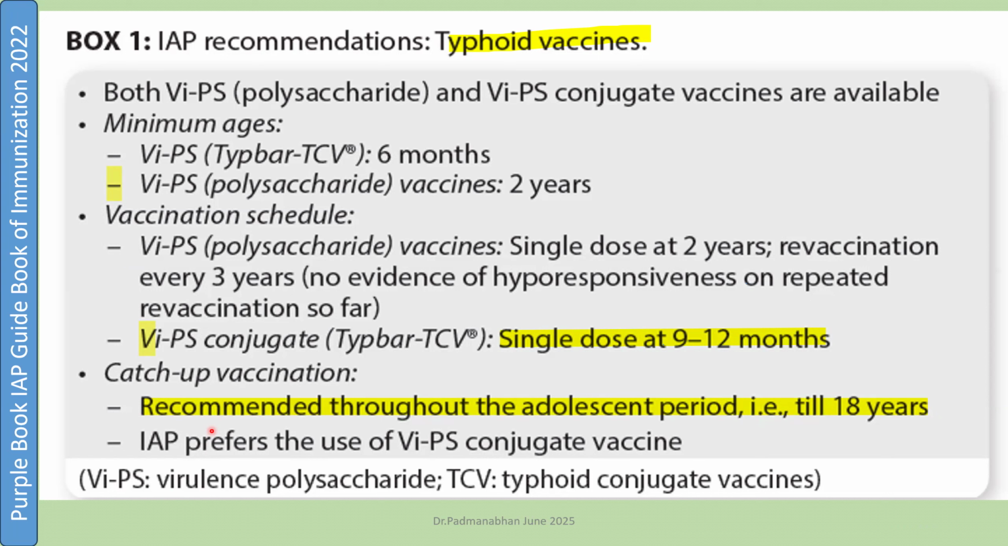Because now, polysaccharide vaccine, I don't know why they are talking so much about it, but the good evidence is that you have to revaccinate every 2 years, but there's no hyper-responsiveness, unlike the pneumococcal polysaccharide vaccine, where if you give a second dose, there will be hyper-responsiveness. Therefore, it is recommended, okay? 6 months by the IAP. I have no doubt about it.